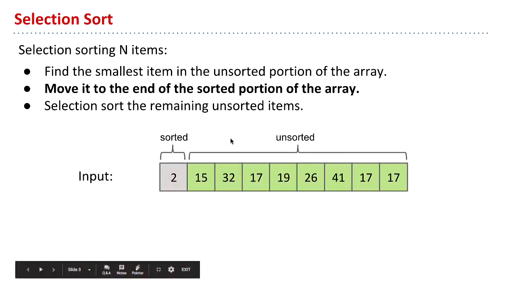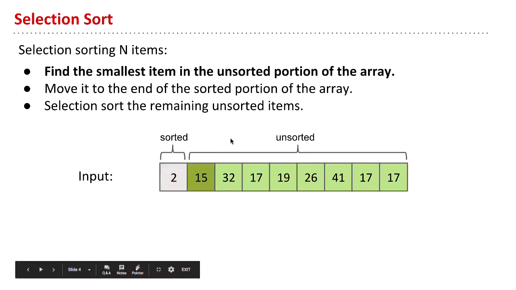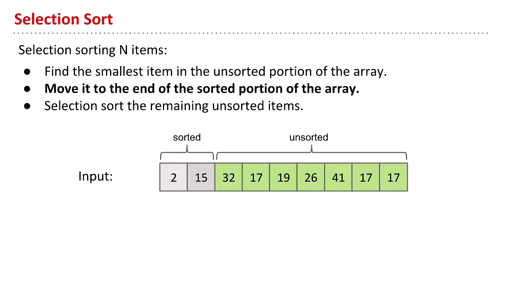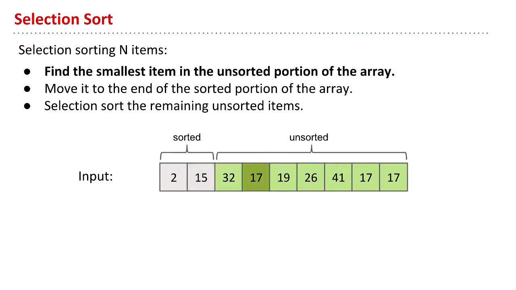So what's the smallest item remaining? 15. Okay, so what should we do? Stay there. Good. Thank you, 15. Okay, what next? Smallest item? 17, let's say. So it doesn't really matter which 17 we pick. I think it's nice to choose the first one, but it would be correct to pick the other ones. So we have 17. Then what do we do? We swap it. All right, next up, 17.